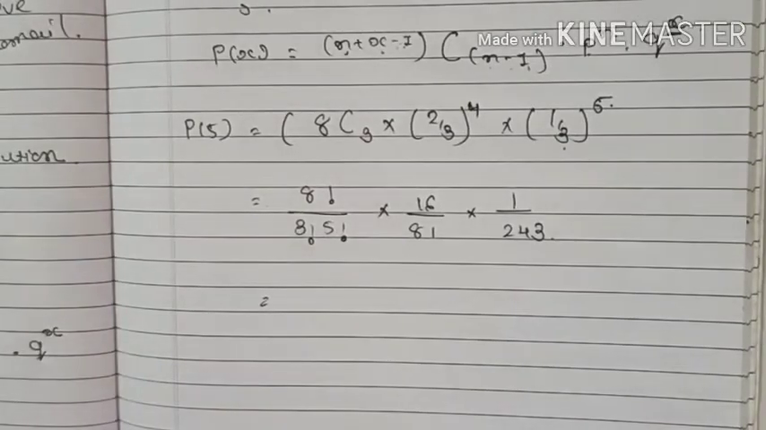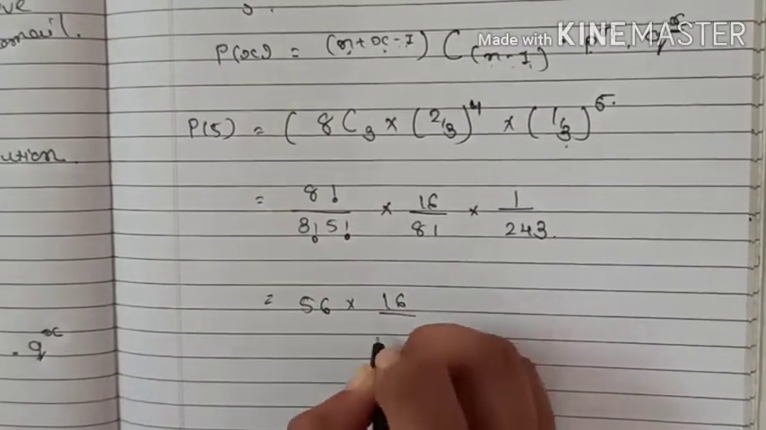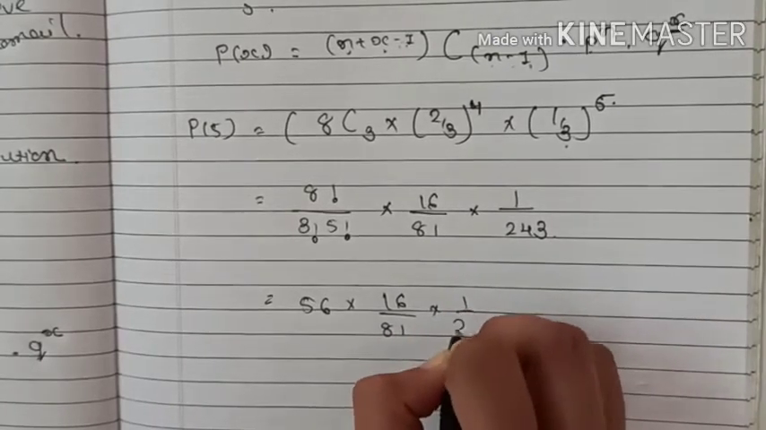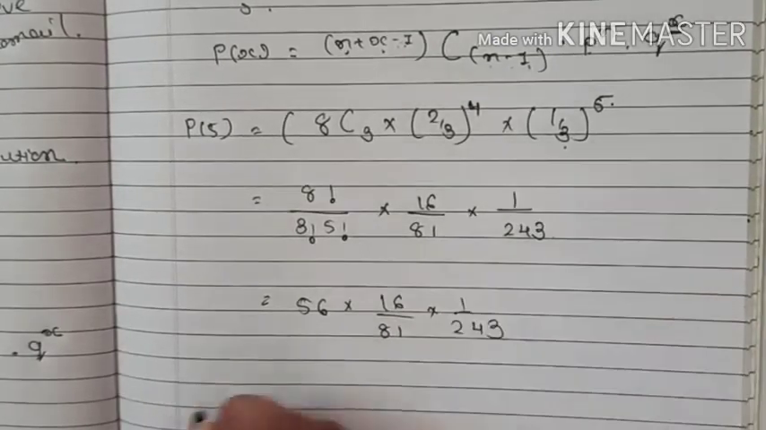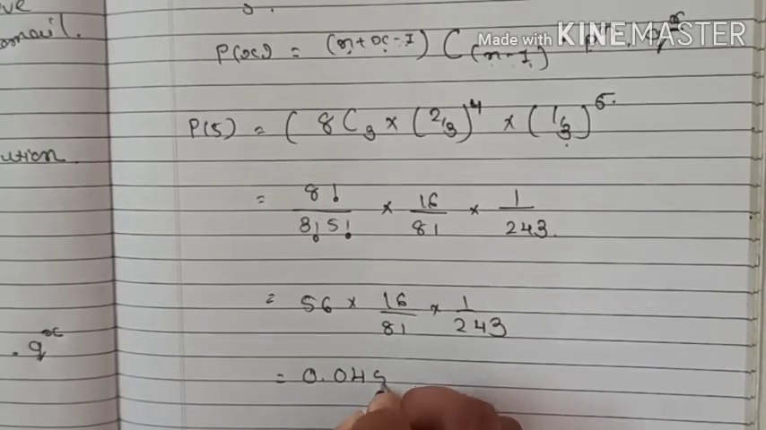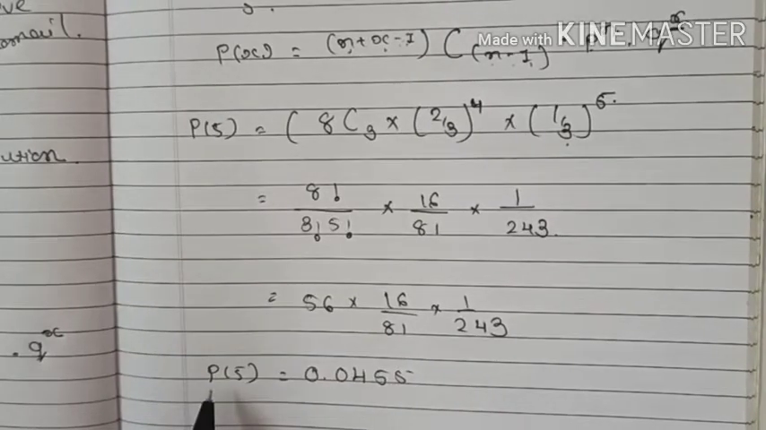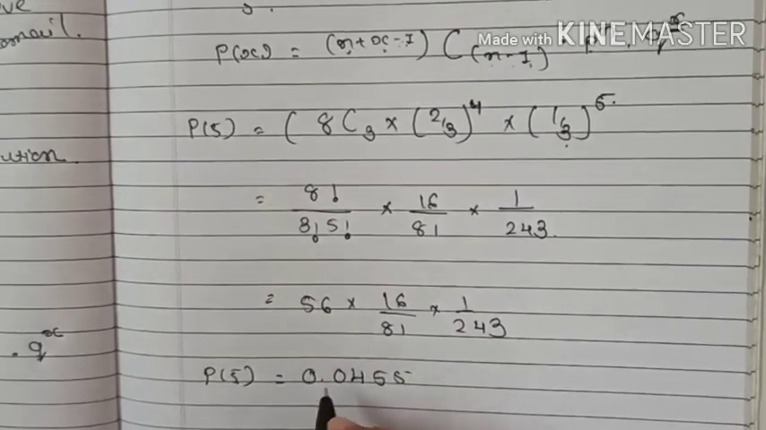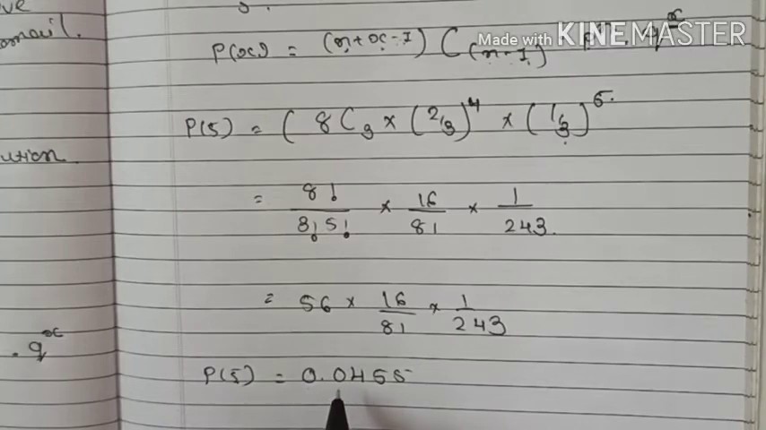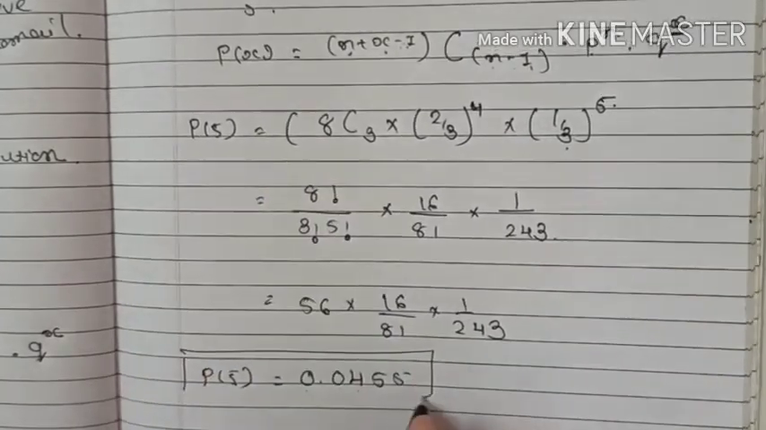We get the answer 56 into 16/81 into 1/243. Answer will be 0.0455. So P of x, he will fail 5 times. The probability of that is 0.0455. Right?